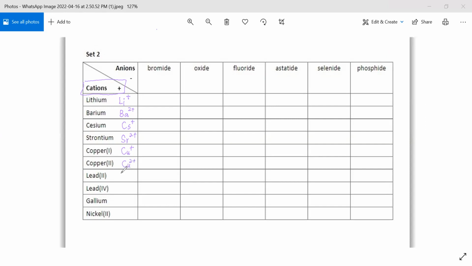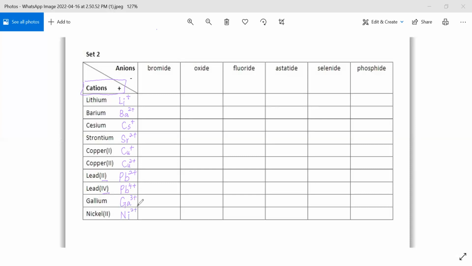Lead, what is the symbol of lead? Isn't it Pb? Pb, perfect. So we will take Pb 2 plus and Pb 4 plus, as they have already given us 4 and 2. Daisy, next one. Ga 3 plus. Very good. Ga, which is 3 plus, and nickel that they have given us 2 plus.